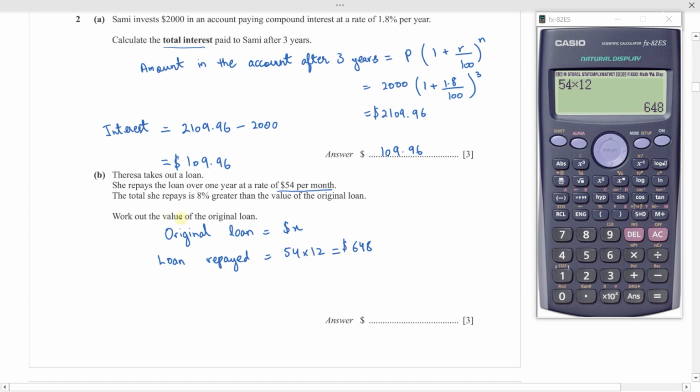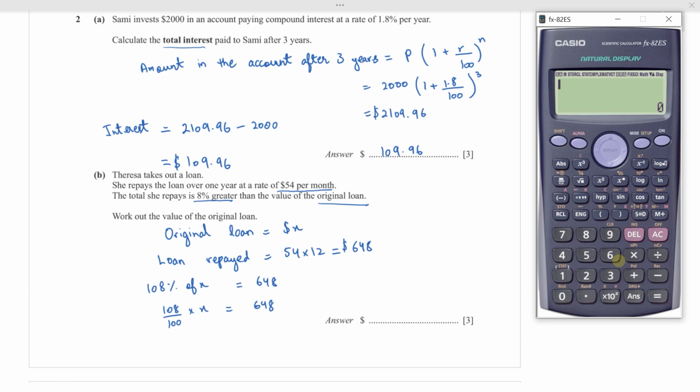And you're given that the loan that is repaid is 8% greater than the original loan. So that means this is 8% greater than X, or you can say it is 108% of X is the loan repaid, which has a value of $648. So 108% of X means 108 over 100 multiplied by X equals 648. And from this, we can find the value of X. So I'll take this 100 and 108 to the other side. So 648 multiplied by 100 divided by 108. So the value of X is $600. So your original loan was 600.